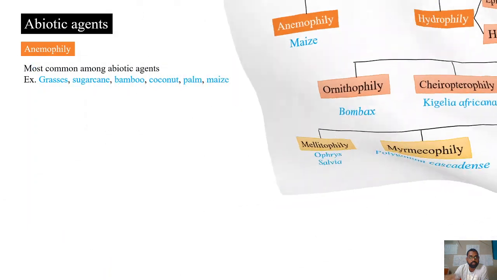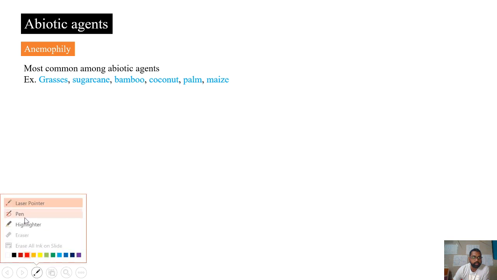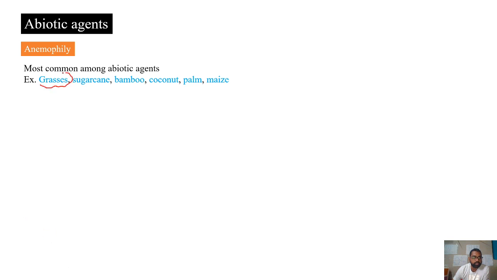In that, the first one is the abiotic agents. The most common kind of pollinating agent among the abiotic agents is wind. That is called anemophily. Majority of the grasses, so in grasses you can find anemophily. Apart from that, in sugarcane, bamboo, maize, palm, and coconut, in all these plants you can see anemophily. So we'll discuss an important example from this, that is how pollination by anemophily occurs in maize.